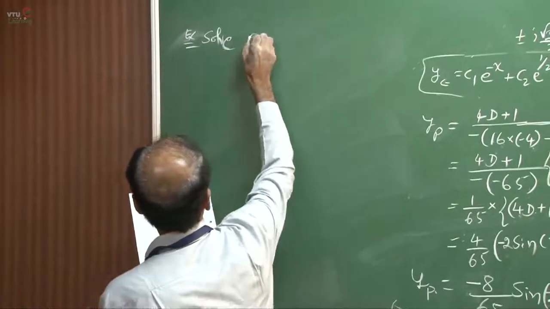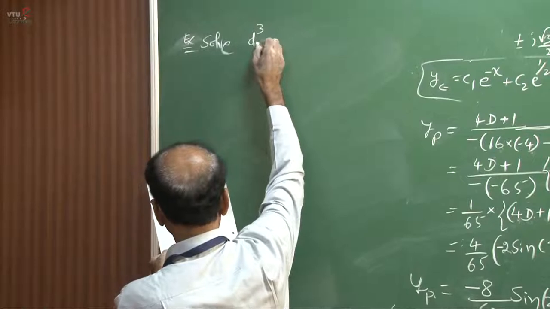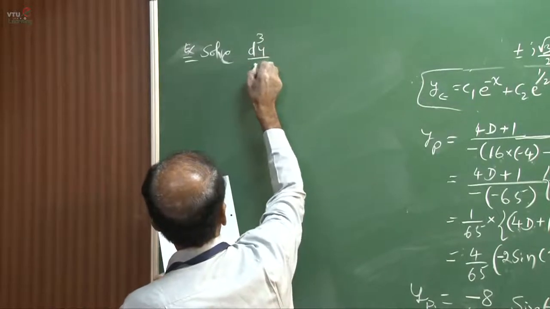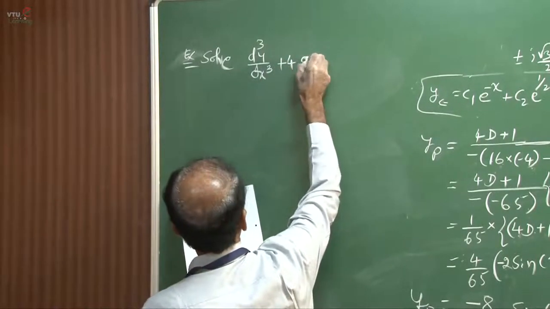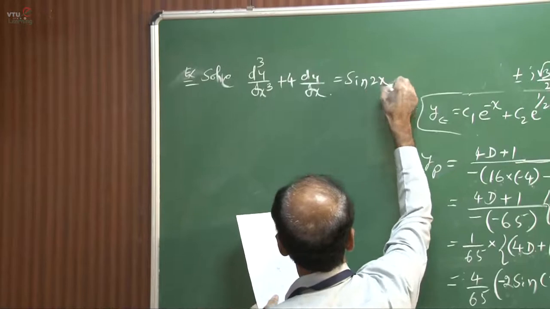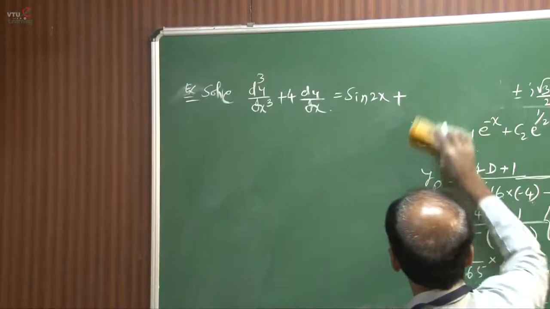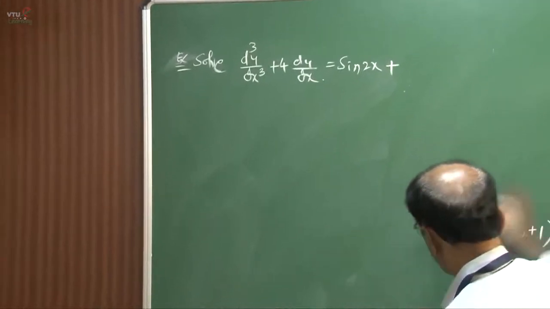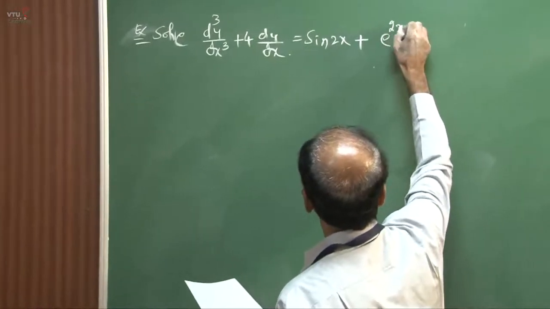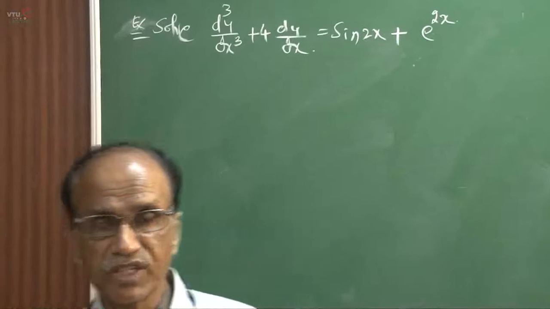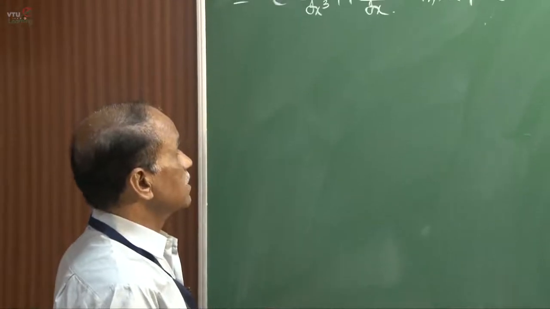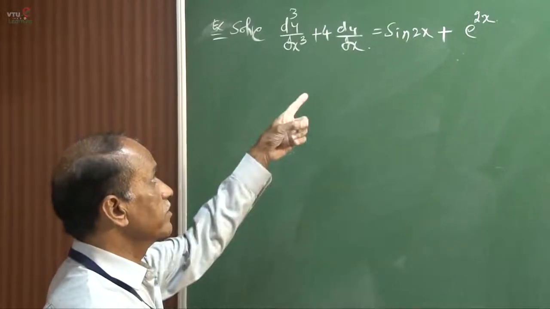Solve d cube y divided by dx cube plus 4 into dy by dx equal to sine 2x plus e to the power 2x. This is a combination of exponential and sine trigonometric function, but on the left side it is a third order derivative and first order derivative combination.